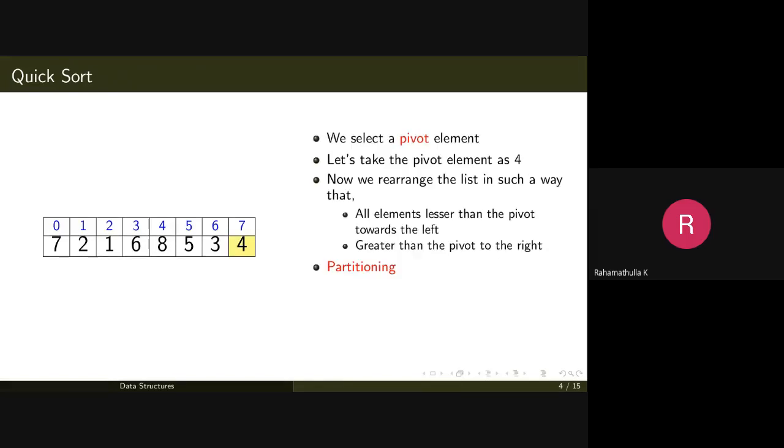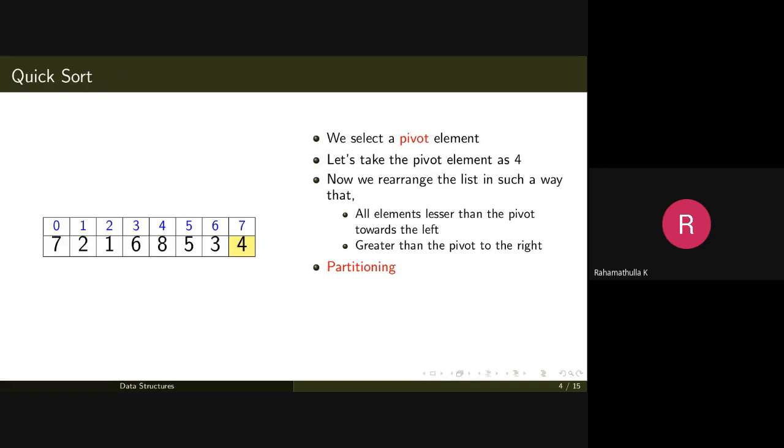Here the logic applied is the partitioning logic. So initially we select a special element called the pivot element, which can be any element in the array. But for the sake of simplicity, we take the pivot element as the last element. In this case, it is 4.